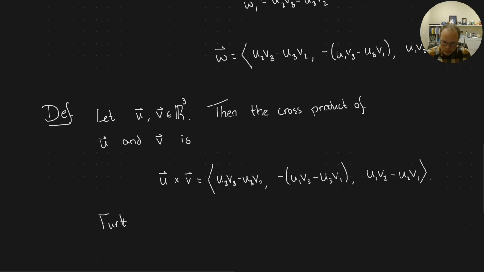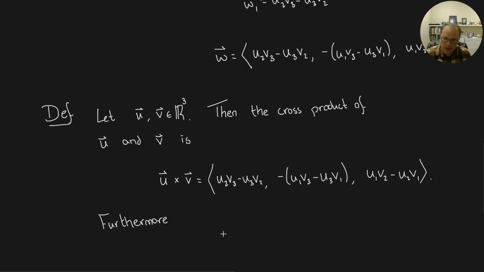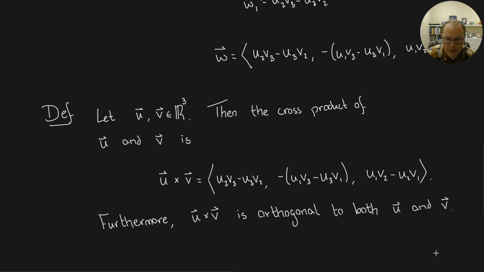Furthermore, and here's the big deal, why we care about this, why we're doing this, because this doesn't look like a lot of fun to do, right? Furthermore, this cross product, U cross V, the resultant vector, is orthogonal to both U and V. Okay?